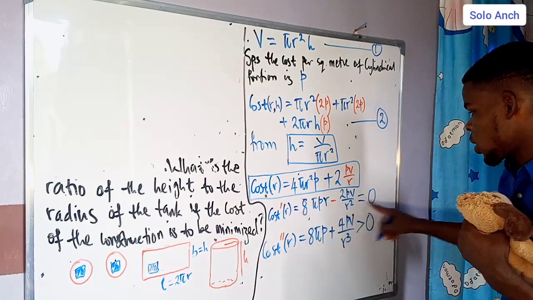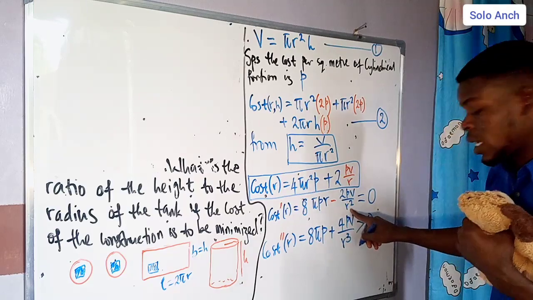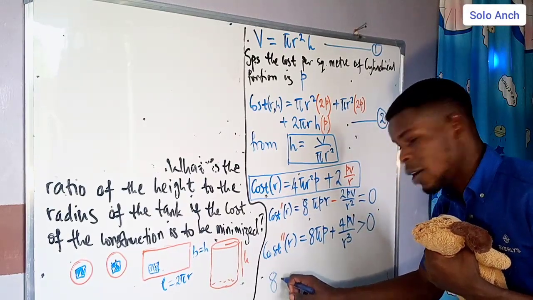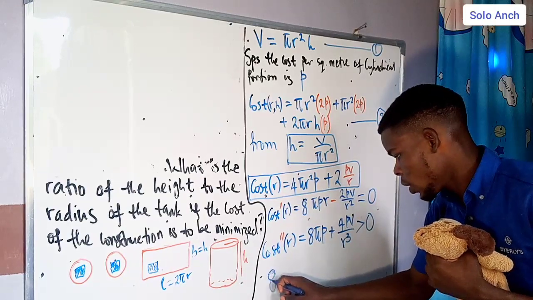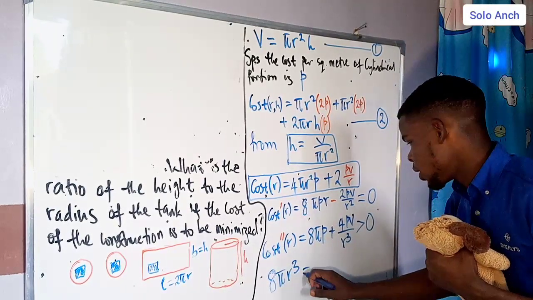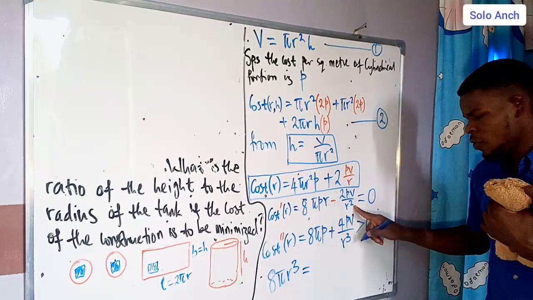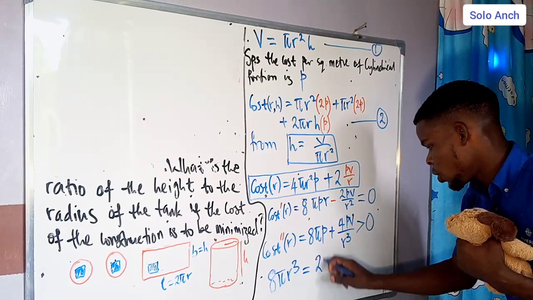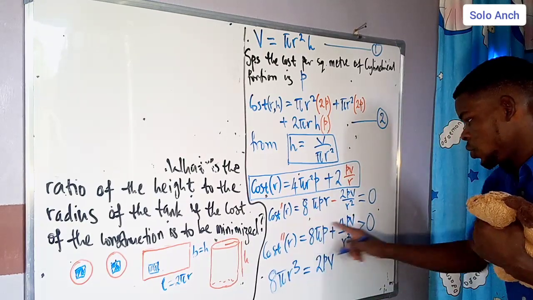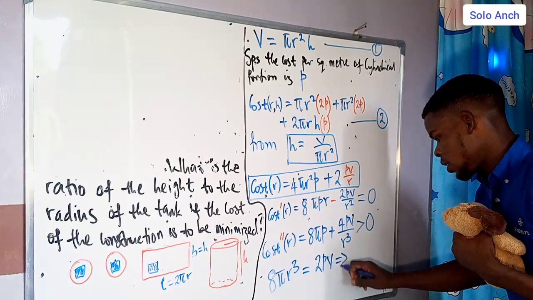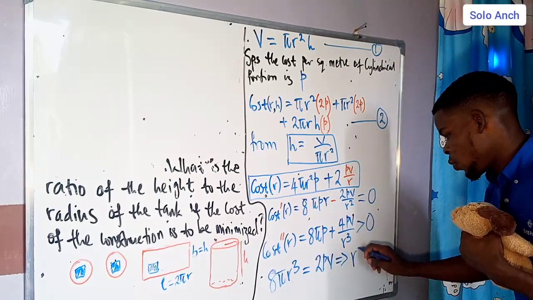To do that, we're going to multiply through by r squared to clear this denominator. When we do that, we're going to have 8 pi r to the third power, the same thing as when we multiply through by r. Of course, r cannot be 0. This and this will cancel, which is going to give us 2pv. All right, just by trying to make r the subject of the formula here. So what that tells us is that r to the third power will be what?